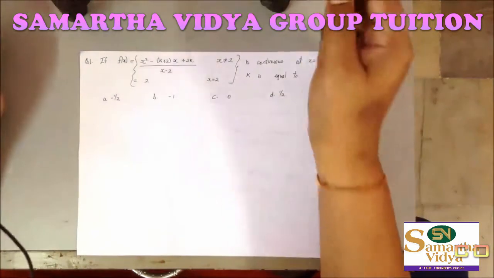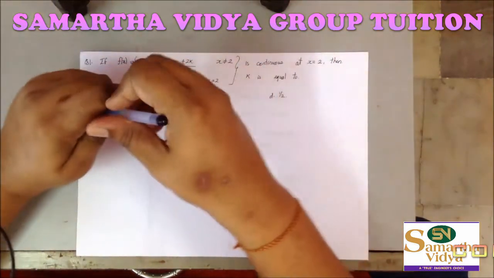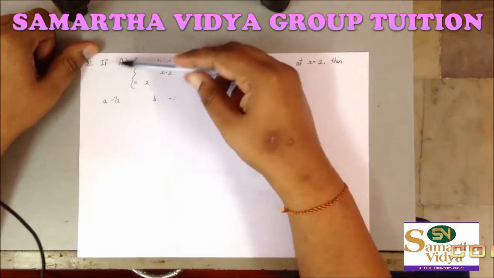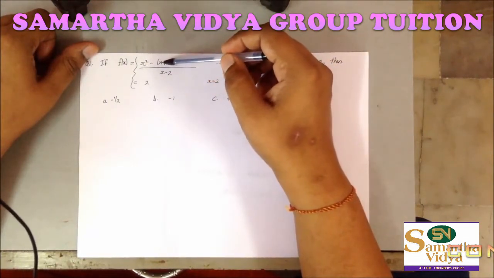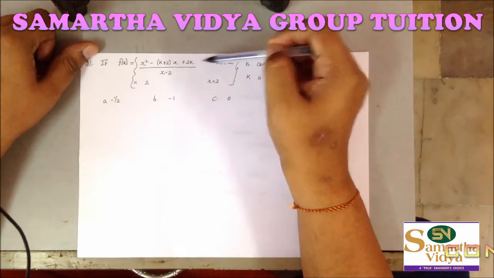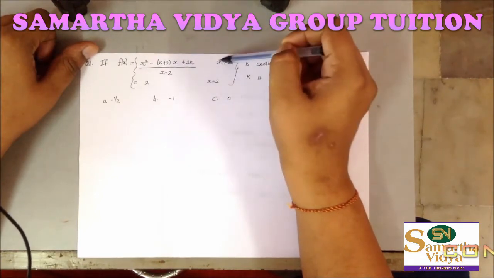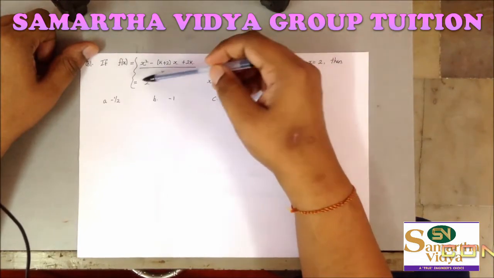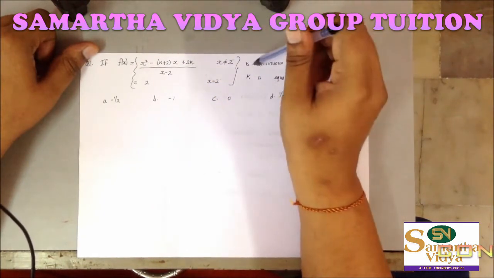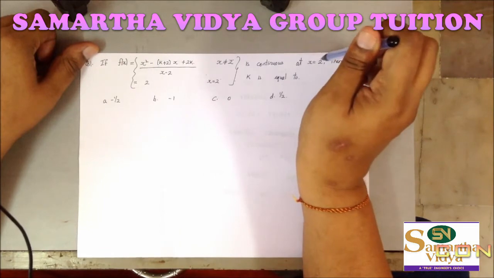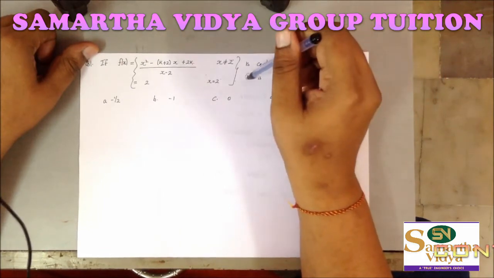So let's have a look at the first question. It is stating of a particular function. So if my function is defined by these things, where it is x square minus k plus 2x plus 2k upon x minus 2 for x not equal to 2, and it is equal to 2 for x is equal to 2. It is stated that it is continuous at x is equal to 2. Then I need to find the value of k.